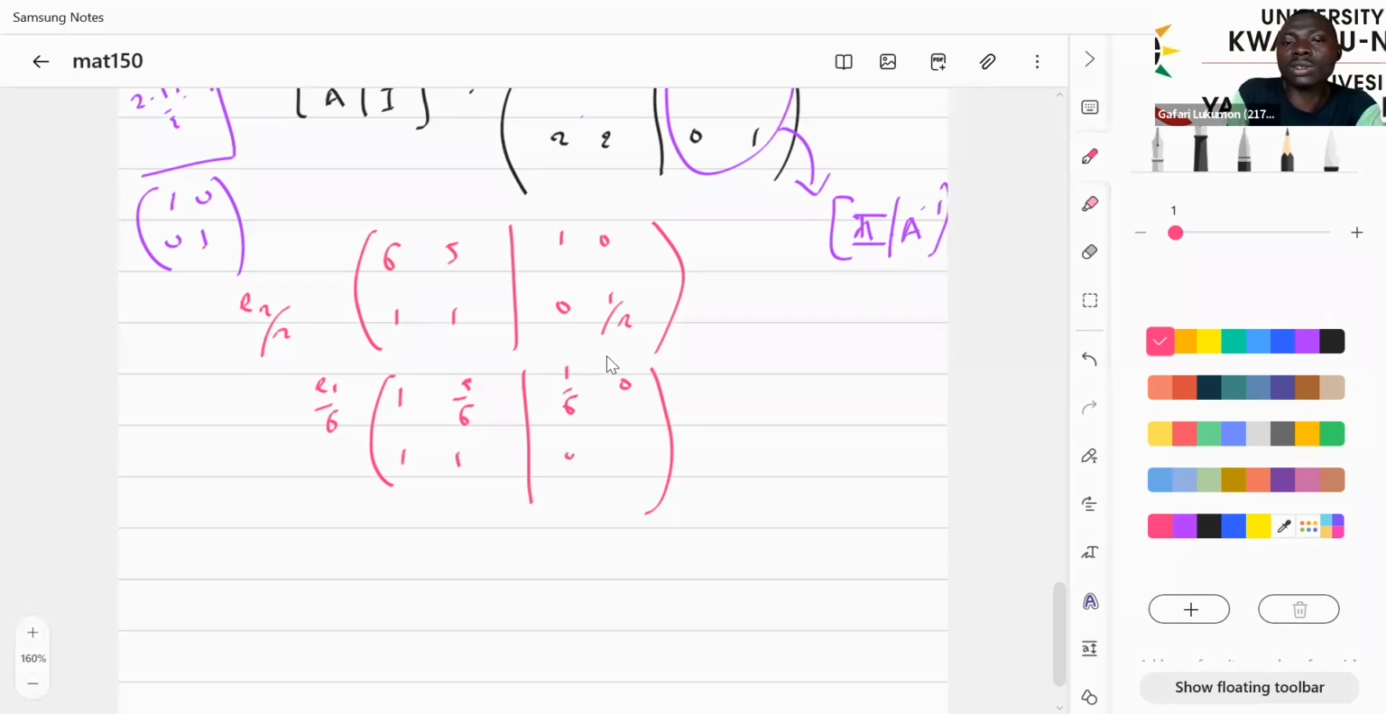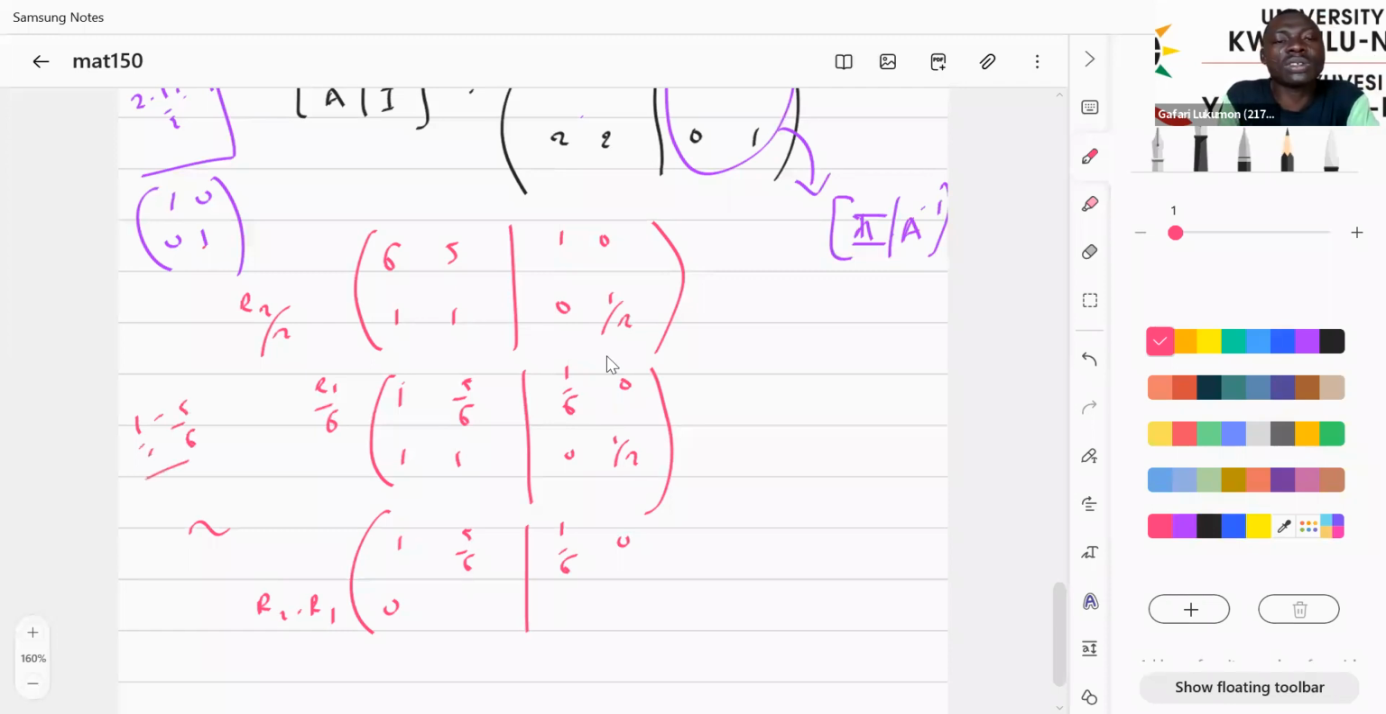1, 1, 0, half. Then what you can still do here is, now we want to make this to be 0. But before you do it, why not try this and make this to be 0 first? You can quickly make this to be 0 by saying R2 minus R1. You understand now? Maybe 1, 5 over 6, 1 over 6, 0. Then 1 minus 1, this will give me 0. I hope you understand. 1 minus 5 over 6, 1 minus 5 over 6.